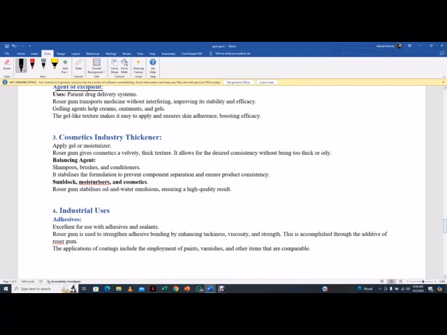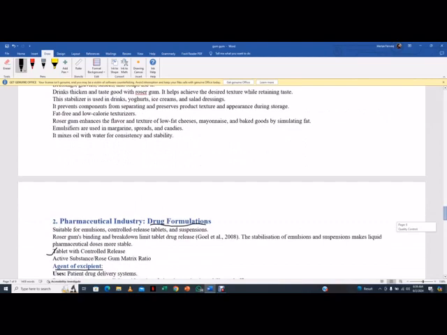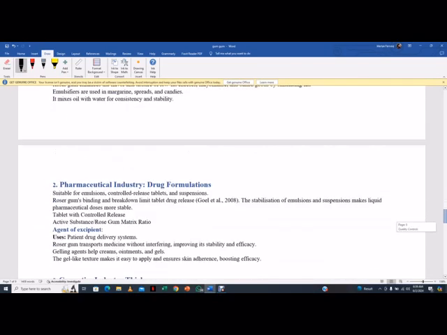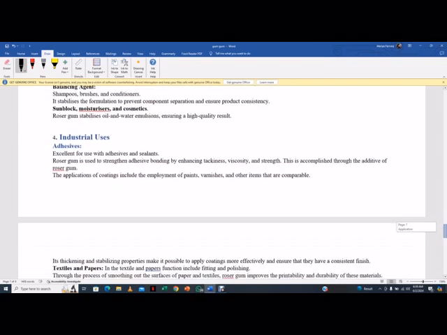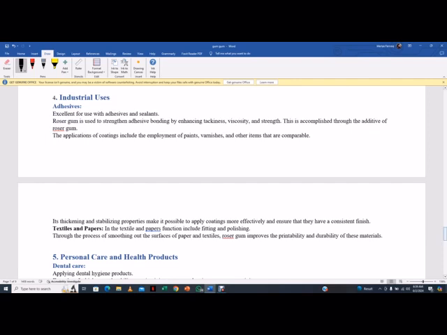So, the gum roser in the cosmetic industry stabilizes the makeup, sunscreen, etc. It also gives a velvety and thick texture to the gels and moisturizer, and also stabilizes the shampoos, body washes, and conditioner to prevent component separation. So, I told you about the three applications. First is food industry thickener. Sorry, second is cosmetic and pharmaceutical. And now I'm going to tell you about its industrial uses.